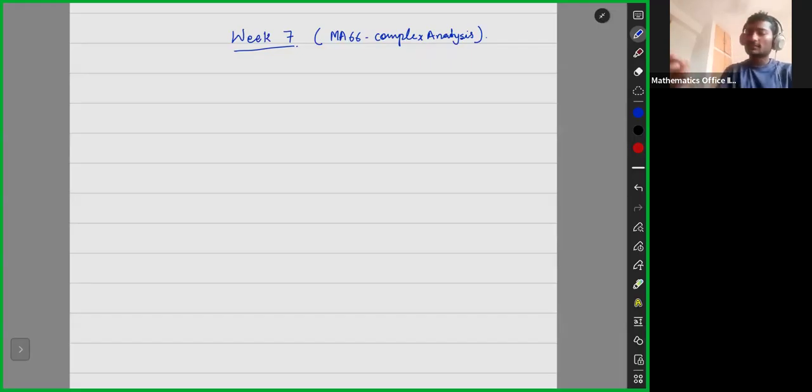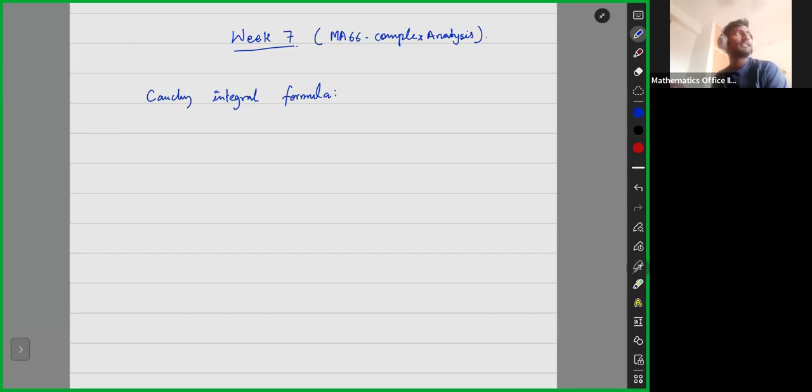The week started with the Cauchy integral formula. So, what is the Cauchy integral formula for an analytic or holomorphic function? This week we have found that holomorphic and analytic are both the same. Analytic means in a neighborhood it is given by a power series. So, let's start with the Cauchy integral formula.